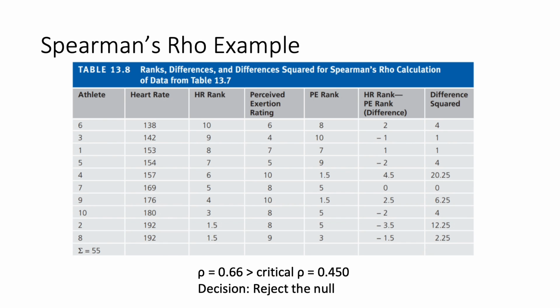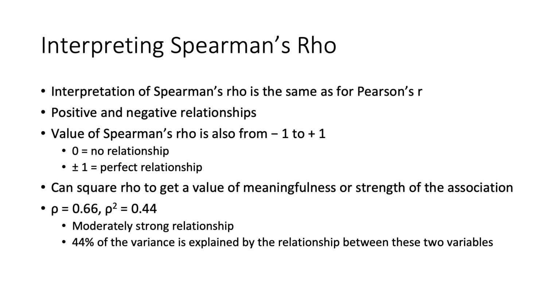Since 0.66 is greater than 0.450, you reject the null hypothesis and conclude that there was a significant correlation between perceived exertion and heart rate during a 400-meter sprint in quadriplegic athletes. The interpretation of Spearman's rho is the same as for Pearson's r. It has either a positive or negative relationship, and the value ranges from -1 to +1. Again, 0 is going to be no relationship at all, and a -1 or +1 is a perfect relationship.